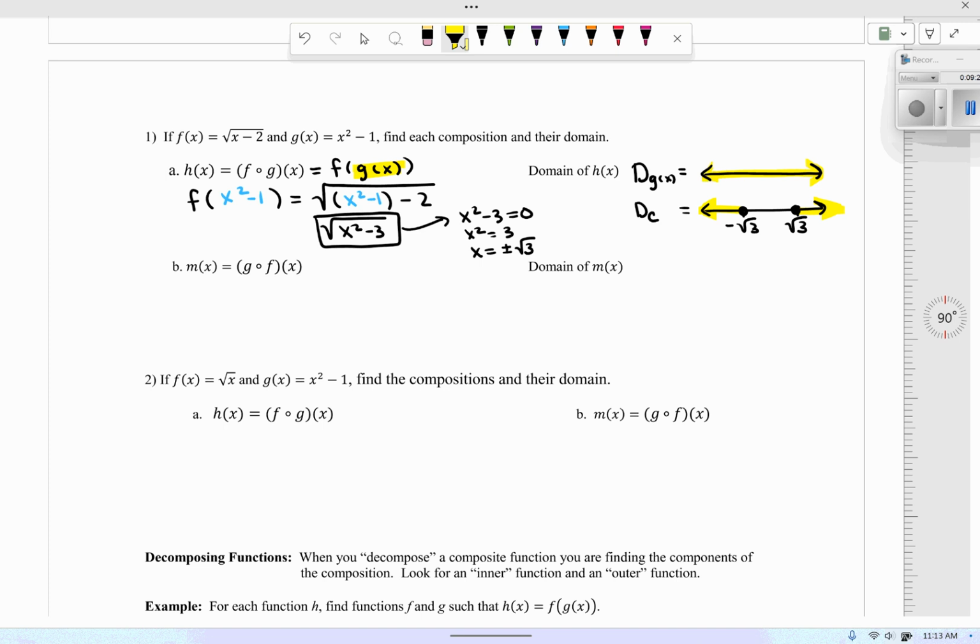So they overlap from negative infinity to negative root 3, and then they don't overlap in between, and then from root 3 to infinity. So that means that the domain would be negative infinity to negative root 3, bracket, union, bracket, root 3 to infinity.